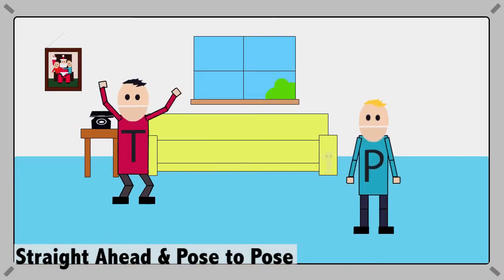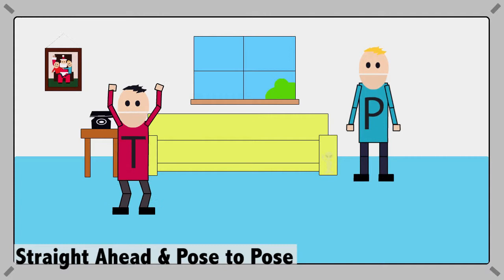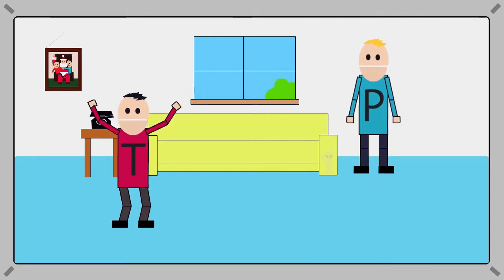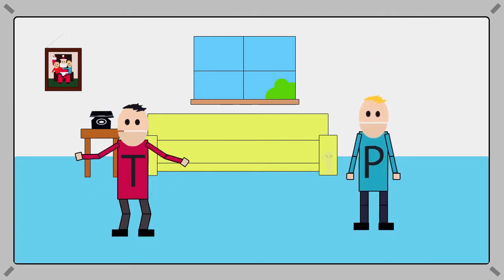Straight ahead action means drawing out a scene frame by frame, from beginning to end. As the animation on the left is jumping, his legs are bending and his arms are going up and down to add realism.